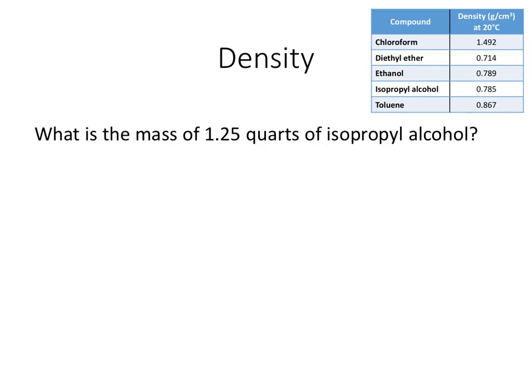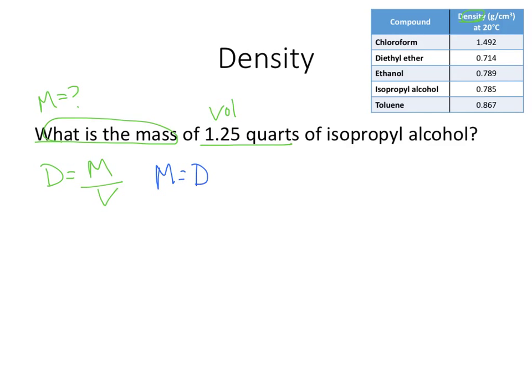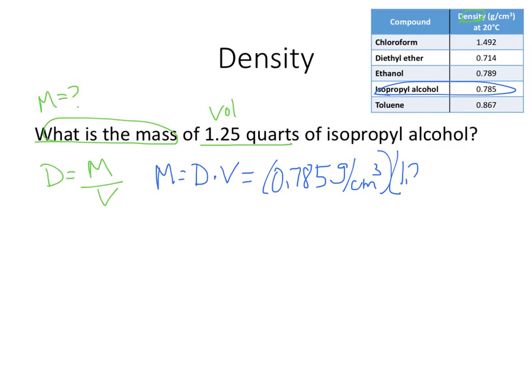So our last density problem: what's the mass of 1.25 quarts of isopropyl alcohol? What is the mass means mass is what I'm looking for. 1.25 quarts, that's a volume, and I have a density. So if my formula is density equal to mass divided by volume, and I'm looking for mass, then mass is equal to density times volume. So let's just go ahead and plug in what we have. Density for isopropyl alcohol is 0.785 grams per centimeter cubed, and the volume is 1.25 quarts.